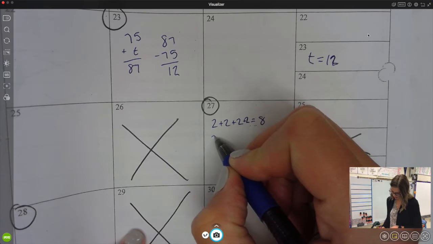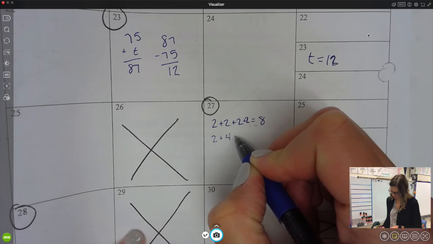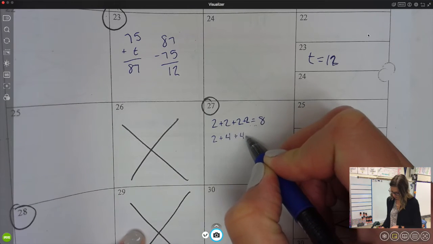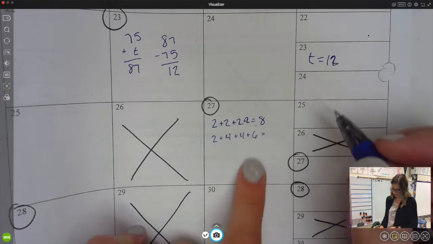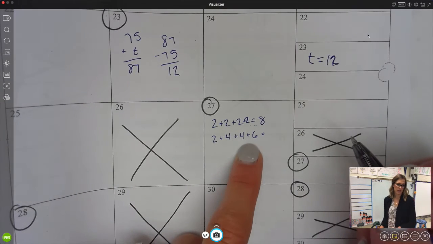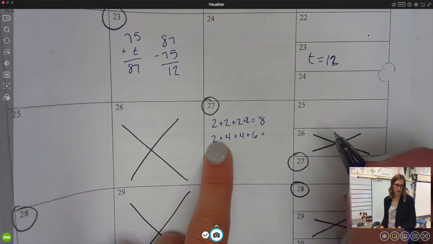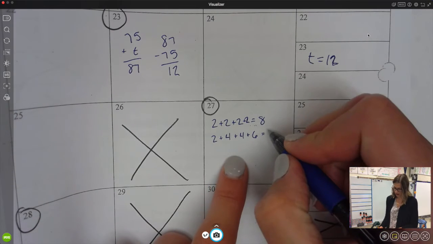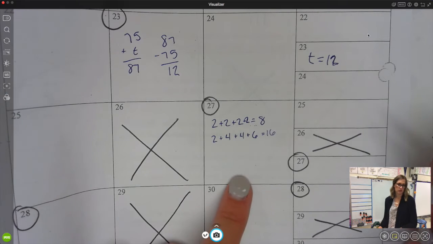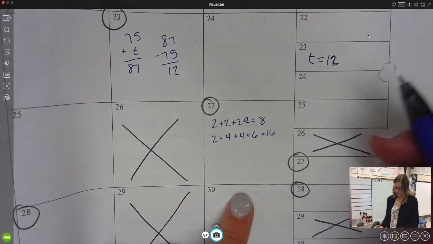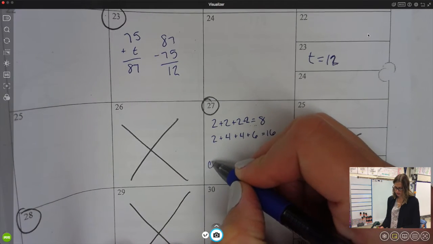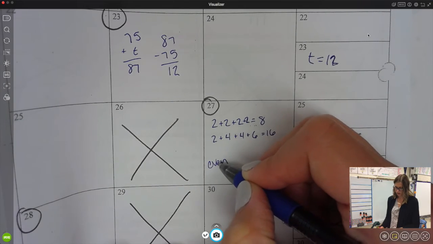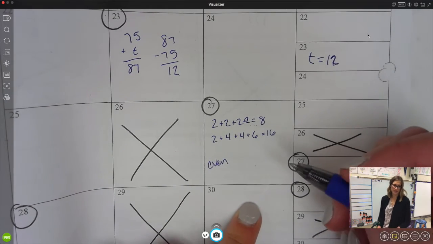Let's go again with 4. Let's use some 4s in there. 2 plus 4 plus 4, let's go plus 6. 6 plus 4 is 10. 4 plus 2 is 6. 10 plus 6 is 16. So it's still even. It's always going to be even because the sum of even numbers is always even.